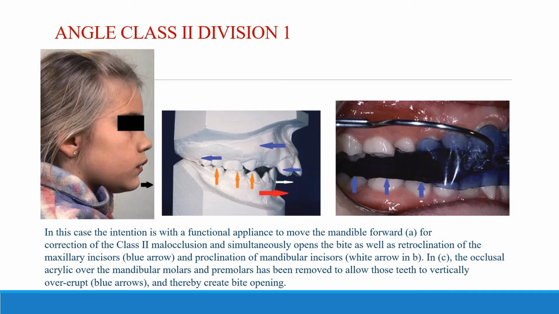Class 2 division 1 treatment is normally accomplished in two phases. First, the interjaw discrepancies are corrected by orthopedic forces. Subsequently, a second treatment phase is started to create optimal class 1 occlusion and alignment of teeth.